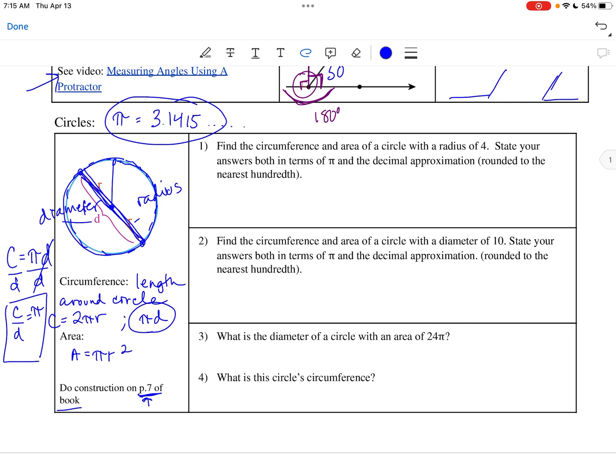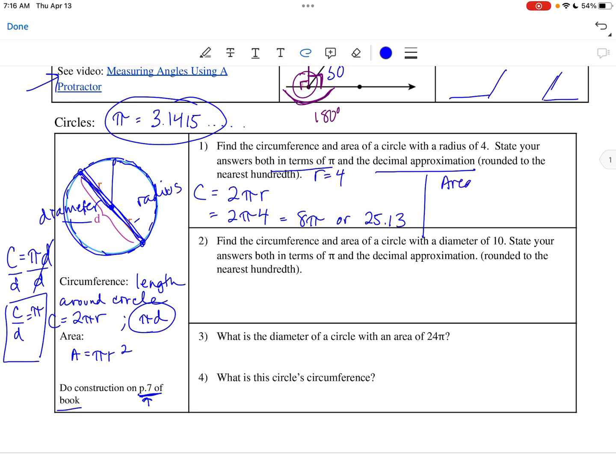Okay, so you're going to practice these here. We'll do one together. Find the circumference and area of a circle with a radius of 4. So r equals 4. We'll use our formulas. Circumference equals 2 times pi times r. So 2 times pi times 4, which equals 8 pi. So we're going to give our answer in terms of pi and the decimal approximation. So in our calculator, we could also do 8 times pi, and we would get a decimal, or round to the nearest hundredth, 25.13.